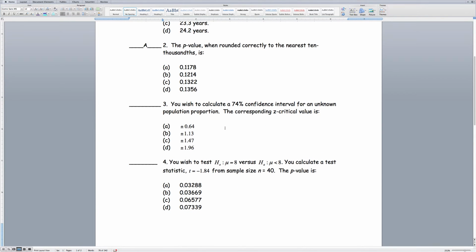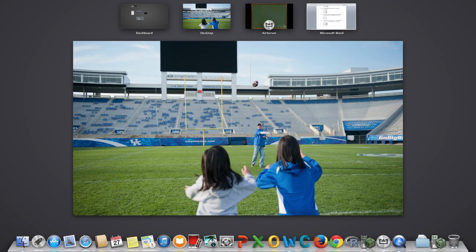Now, number 3, we wish to calculate the 74% confidence interval for an unknown population proportion. What's the corresponding z-value? Well, guys, this is just like before. Let's go back, and nothing's different. It's going to work just exactly like it did when we did the 95%.